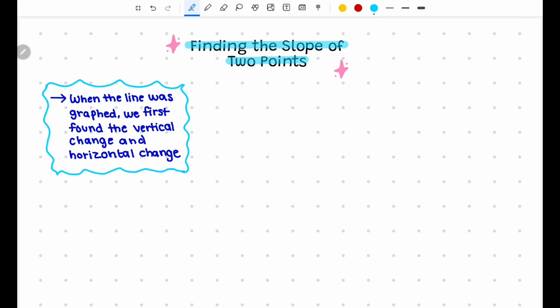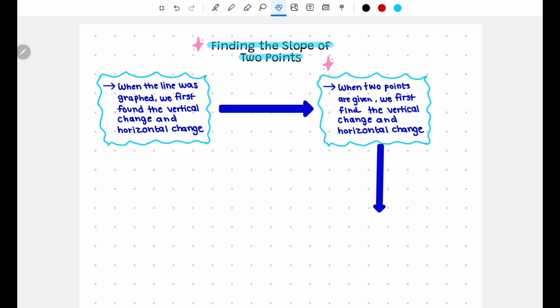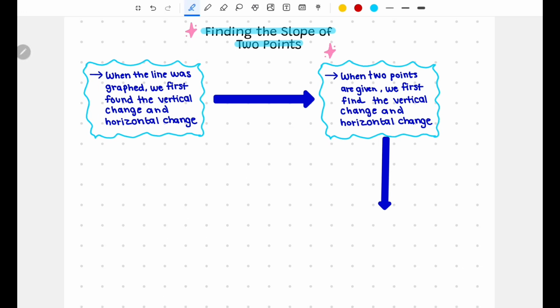When we were talking about graphs, when the line was graphed, we first found the vertical change and the horizontal change, and then we said, well, slope is vertical change over horizontal change. It's rise over run. And that's our slope. When we're finding the slope of 2 points, in theory, we're doing the exact same thing. We're finding the vertical change and the horizontal change. But how we do it is a little bit different. Let's learn how to find the vertical change and the horizontal change when 2 points are given.